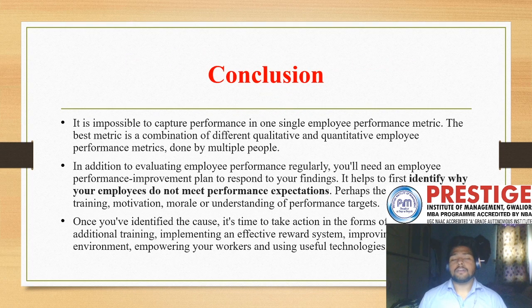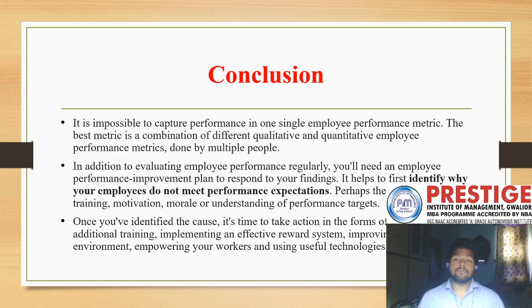Next slide is the conclusion, and the conclusion is very simple. It is impossible to capture performance in one single employee performance metric. The best metric is a combination of different qualitative and quantitative employee performance metrics done by multiple people. And in addition to evaluating employee performance regularly, you need an employee performance improvement plan to respond to your findings.